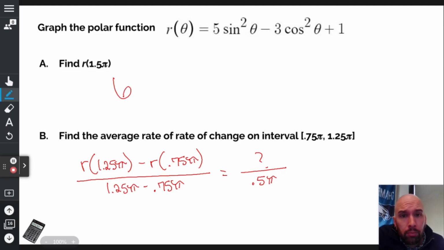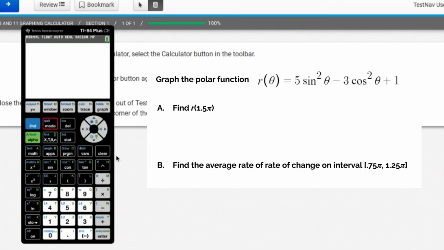So let's see what happens. All right, so let's find the average rate of change on 0.75 pi to 1.25 pi. We already did the part on the bottom. Let's do the part on the top. Let's do the second thing that we did here and calculate the value of 1.25 pi. And we get negative 1.414214. So let's quit out of this and type that out. Negative 1.414. And then I'll hit minus and I'll do the other part when I get back to it.